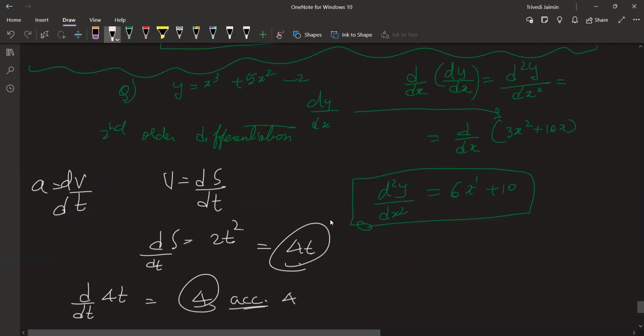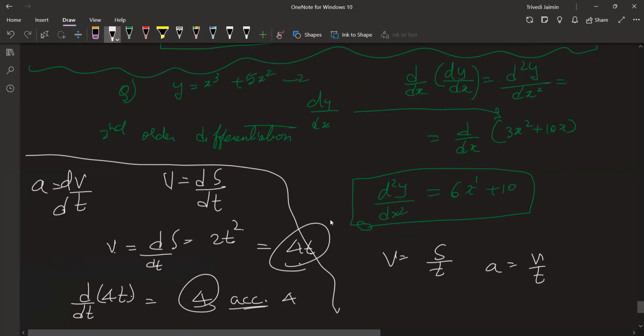Why 4t? Sorry? Why did you differentiate 4t? Because ds by dt is v. Okay. V is ds by dt. Velocity is what? Displacement by time. You know this formula, right? You've studied it in lower grades. Now, acceleration is velocity by time. Oh, okay, now I get it. So first you find velocity and then you put that velocity in the acceleration formula. Exactly. Got it. Thank you. Good.